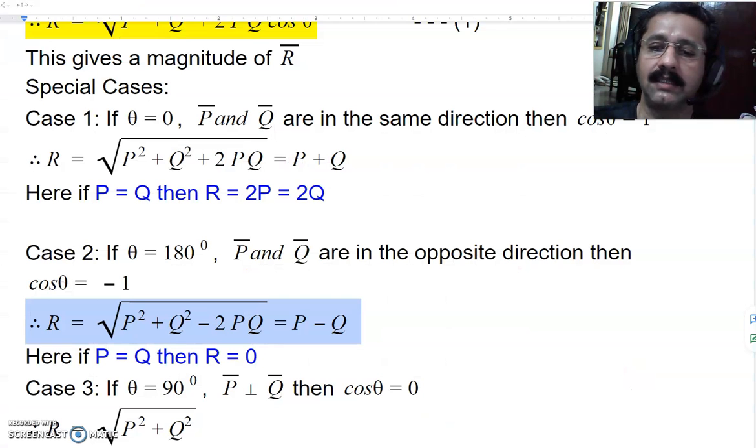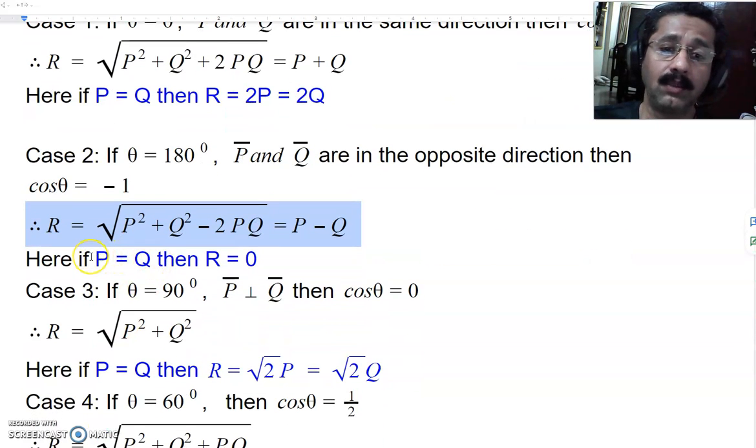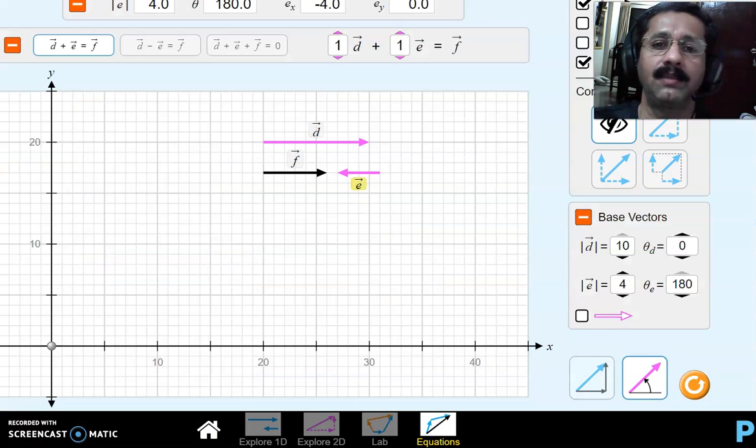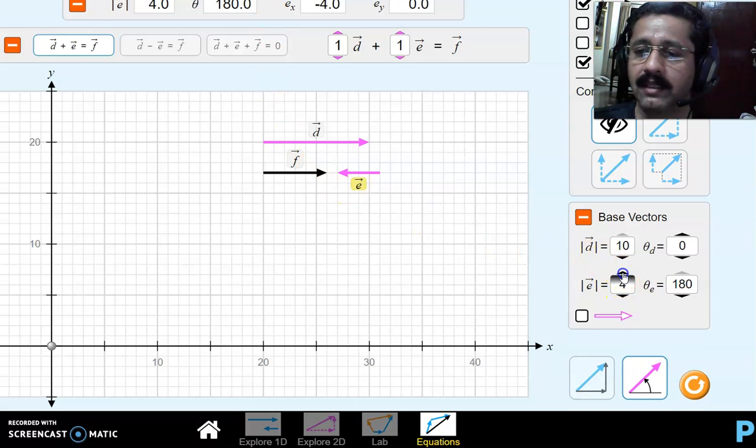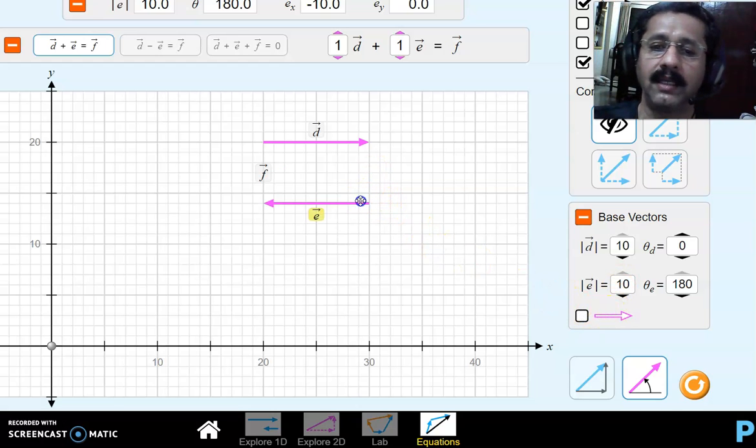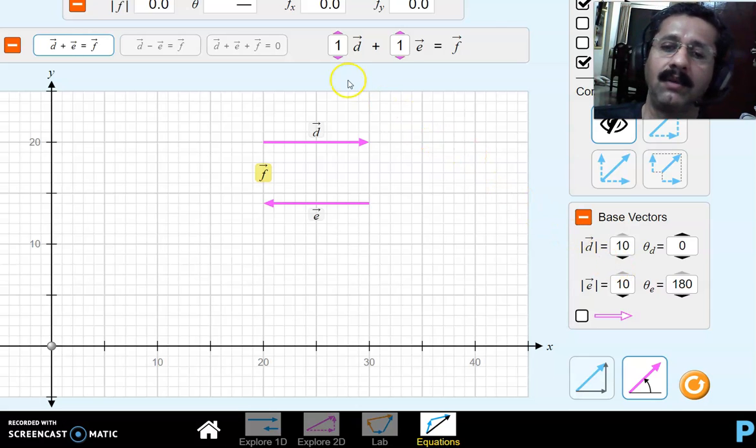The third special case was if at all P and Q were equal and opposite, the value of R would be equal to 0. Even that can be seen using this particular thing: if I take D as magnitude 10 and E also as magnitude 10, then vector F is not seen anywhere, because vector F has 0 value now. The moment I change this a bit, if I make E as 9, I still have F equal to 1 as a difference, but the moment both are equal and opposite, their addition will be equal to 0 vector.